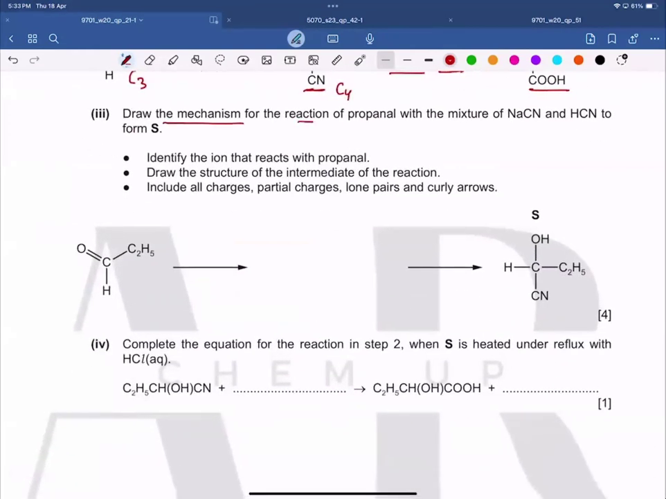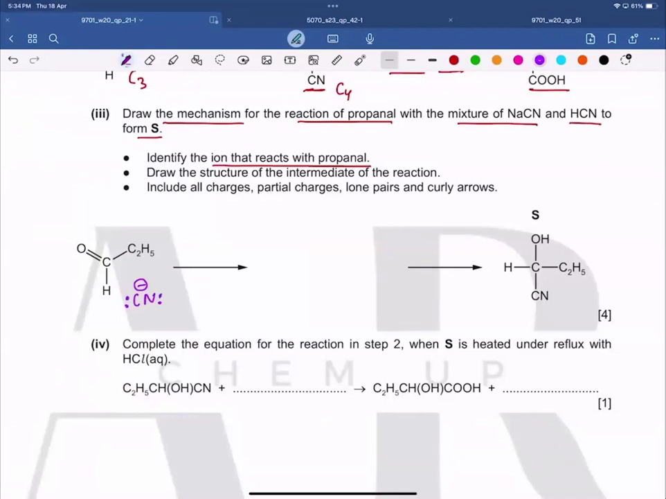draw the mechanism for the reaction of propanal with the mixture of sodium cyanide and HCN to form AS. Identify the ions that react with the propanal. So which ion is going to react with propanal? See what this is asking: ion. Yeah, so it's a cyanide ion. So I'm going to write over here CN with 1 lone pair on carbon and 1 lone pair on nitrogen, and put a negative charge to show it's an ion.